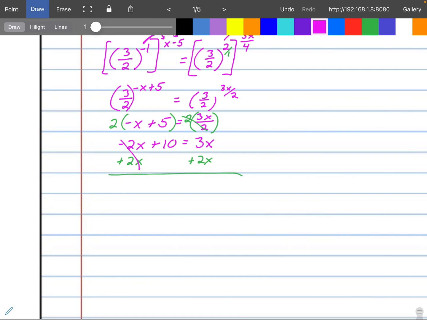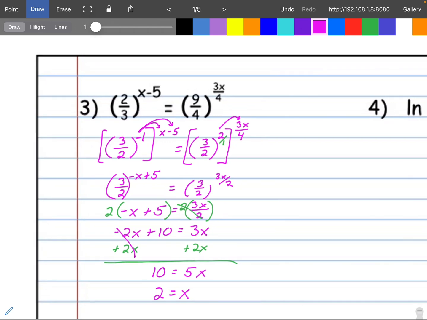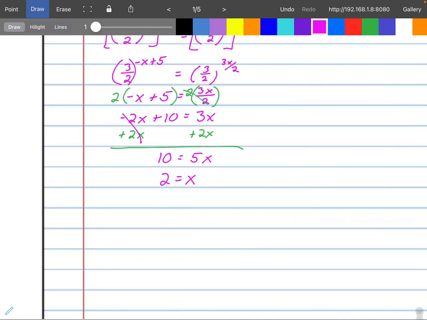And then that's going to give me, well, those will be gone. And I have just 10 on the left and I have 5x on the right. I can divide by 5, which gives me x equals 2. And then again, we can go back up here, plug it into our original equation, use our calculator, and we should get the same thing on both sides. If we do, then that means that answer is good, and x does equal 2.